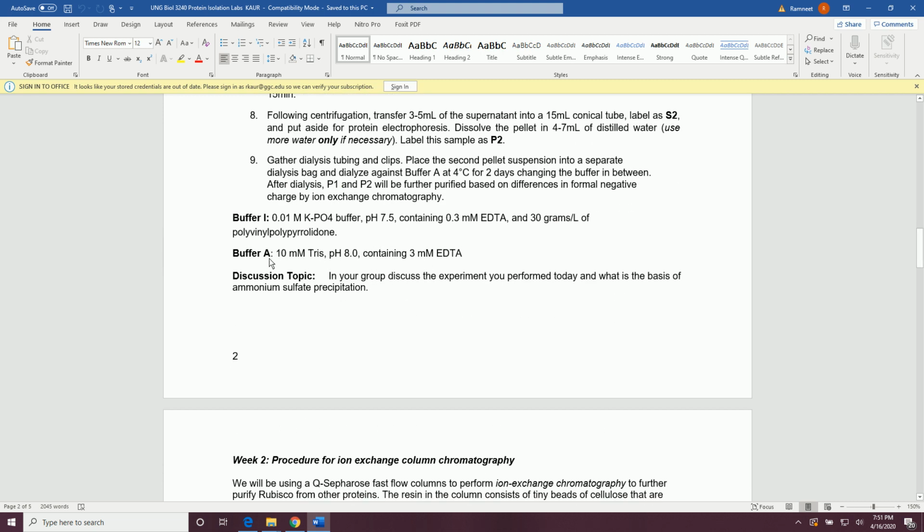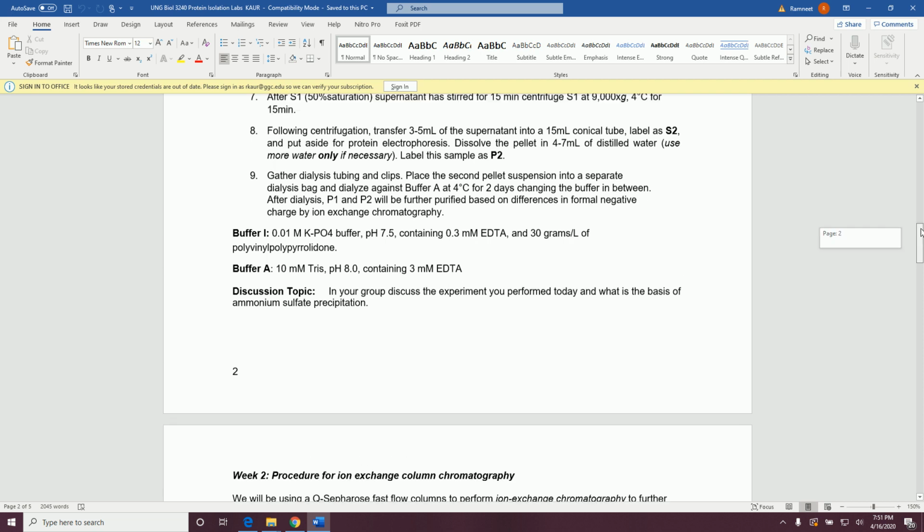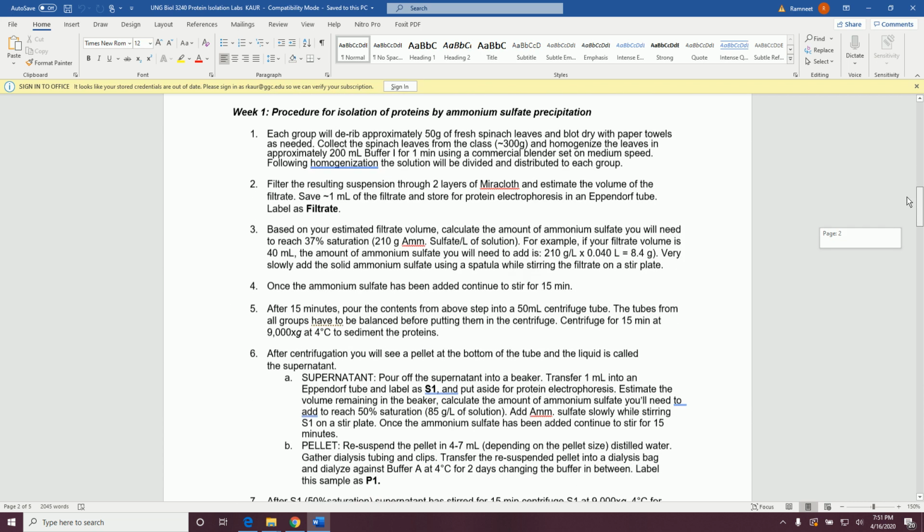You would have dialyzed these pellets against this buffer A for around 3 to 4 days. Okay, now I'm going to explain to you conceptually, experimentally, scientifically what we have done in this experiment.